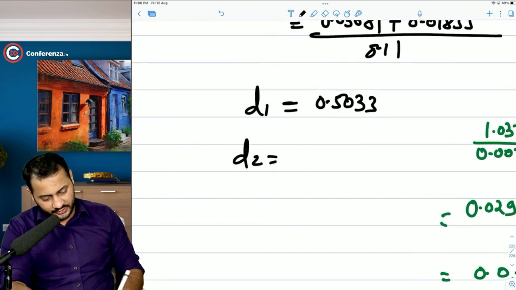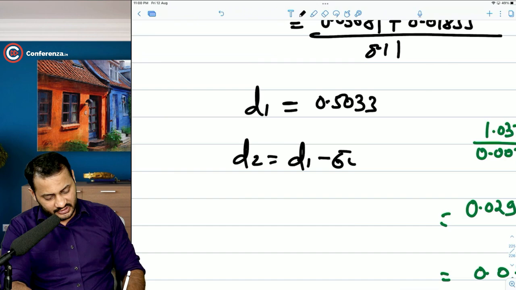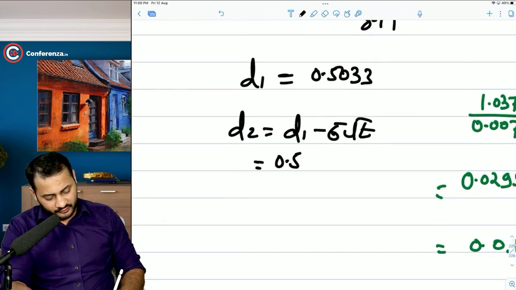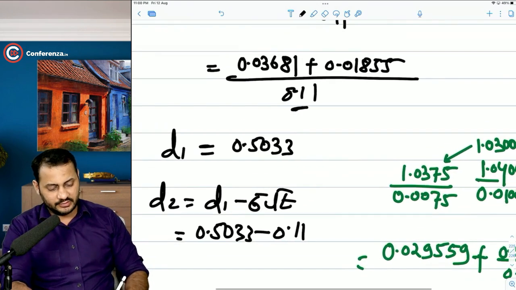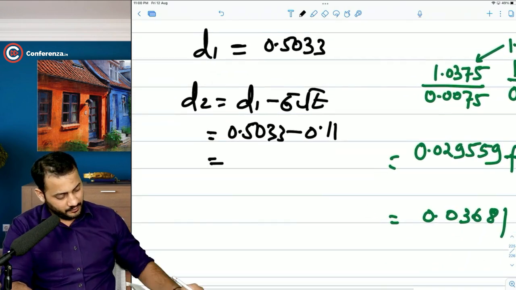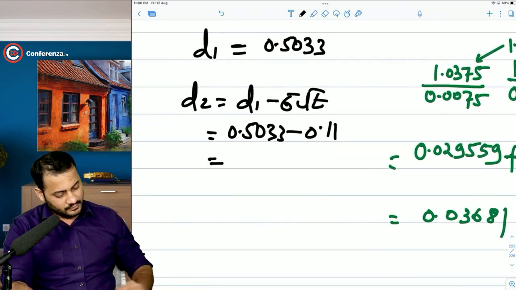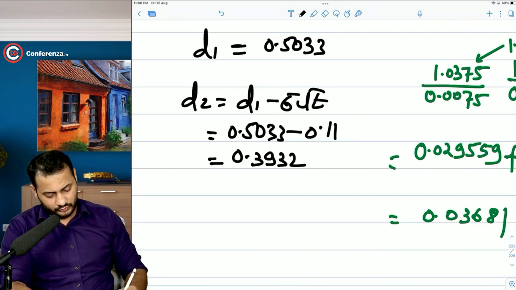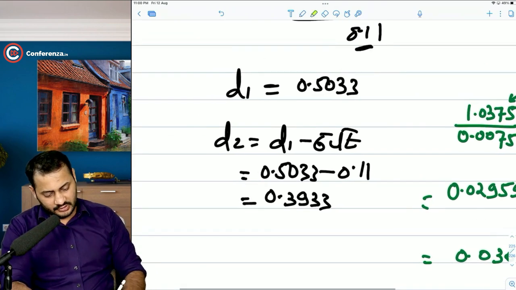How to calculate D2? It's D1 minus standard deviation under root T. So 0.5033 minus 0.11, this is the value of standard deviation under root T. That's 0.392393. So these are the values.